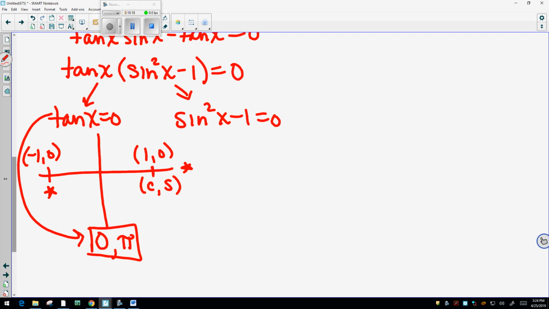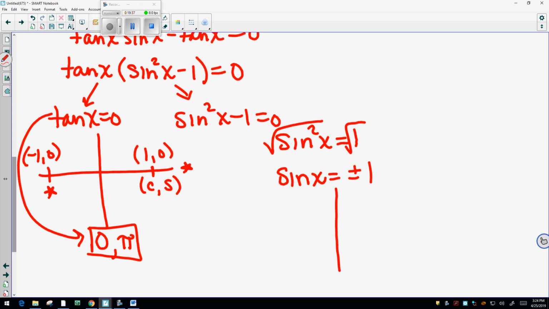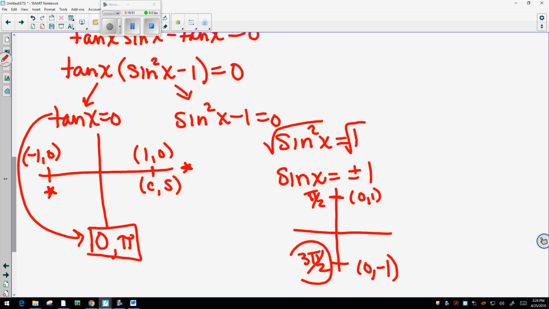Okay. Over here, set this equal to 0, and I would get sine squared x equals 1. Now I need to square root this. Keep in mind, when you square root, you get both a positive 1 and a negative 1. So now I have to figure out where sine is positive and negative 1. All right, well, sine is your y coordinate. So I need my y coordinates to be 1. So I have 2 locations. Here's my positive 1 at pi over 2, and here's my negative 1 at 3 pi over 2. So it looks like we get 2 more answers.